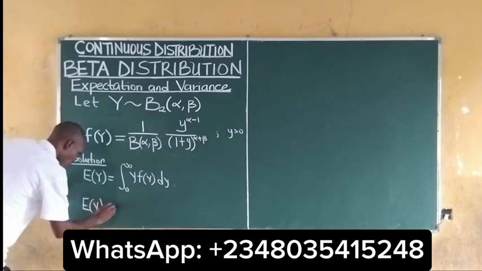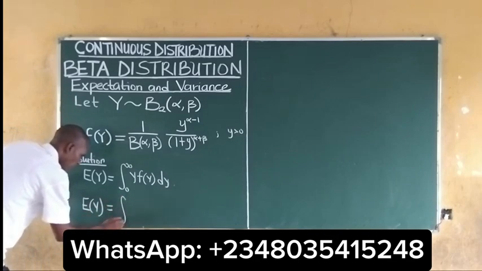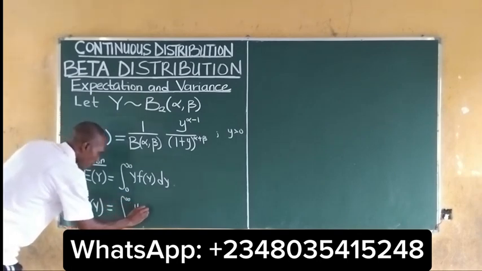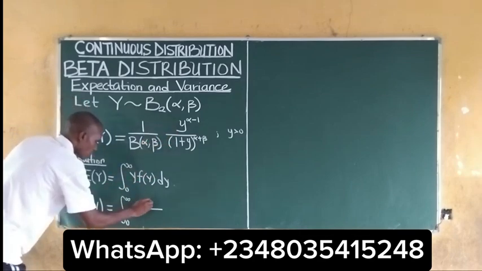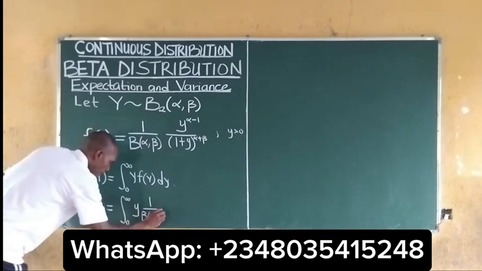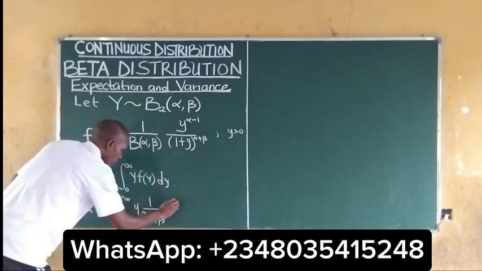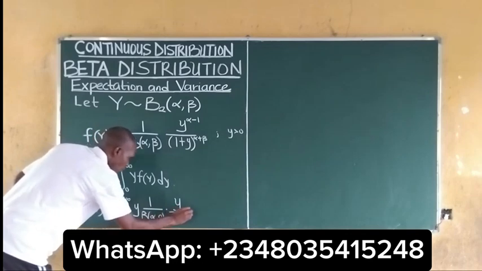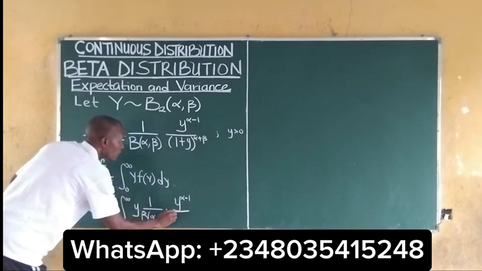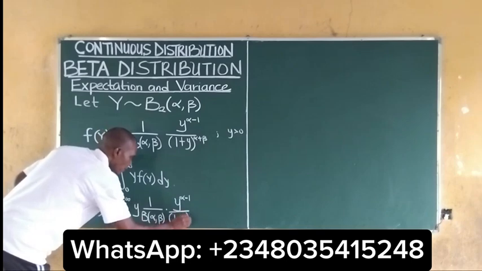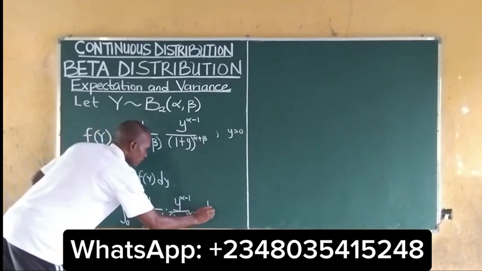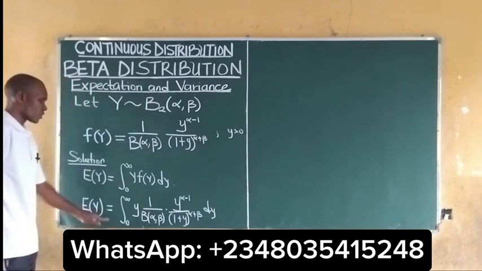the expectation of y equal to the integral ranging from 0 to infinity of y multiplied by 1 all over B(alpha, beta) multiplied by y to the power alpha minus 1, all over 1 plus y to the power alpha plus beta, dy. So this is what we get.